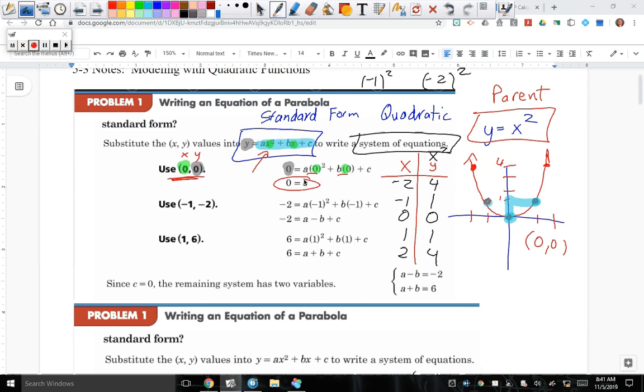Because your goal when you're finding a system of equations, especially with 3 variables, is you're trying to find out what is A, what is B, and what is C. Well, we know what C is right now, just from one point. And we strategically did this by putting in this 0 for x, because then the A and the B term zeroed out. Okay? Okay, so let's keep going.